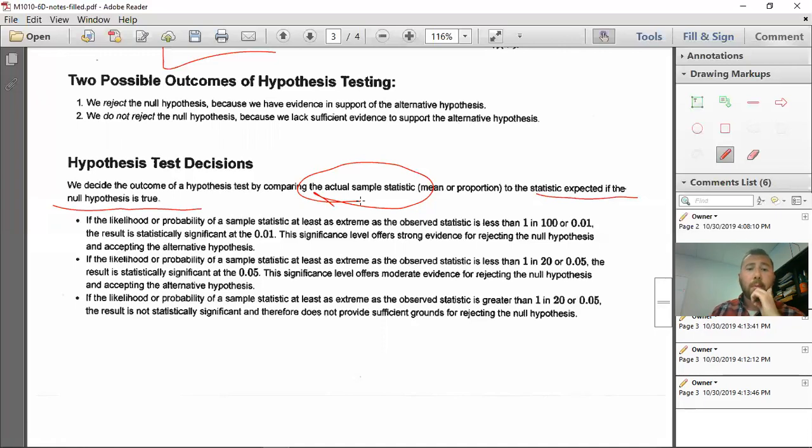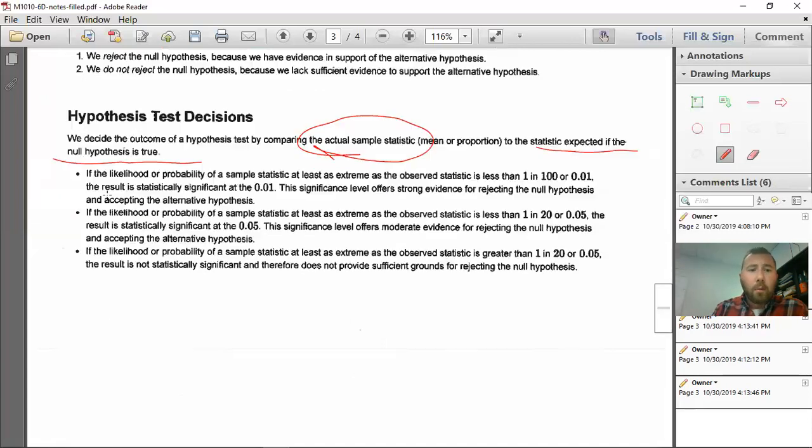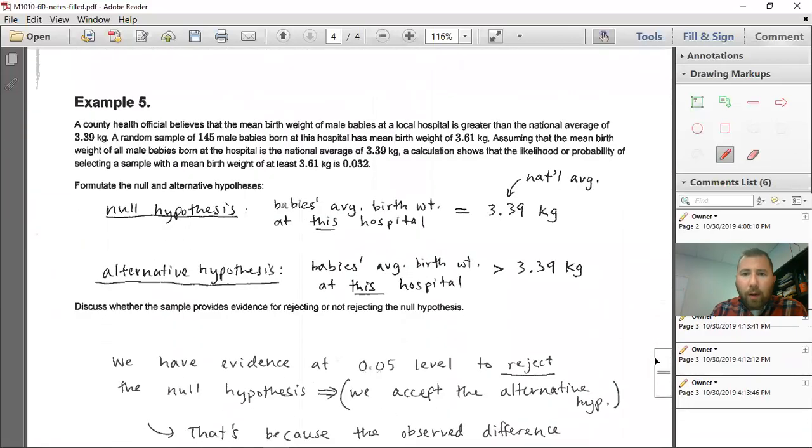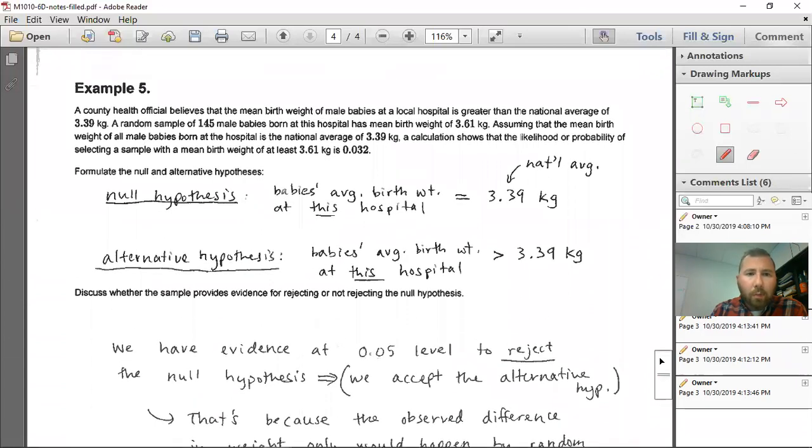Okay, and if that likelihood or probability comes out to something above 0.05, the result is not statistically significant and therefore does not provide sufficient grounds for rejecting the null hypothesis. Okay. One last example, just to illustrate what's going on here. I liked this example, thought it was a pretty interesting one in terms of what we're working with.